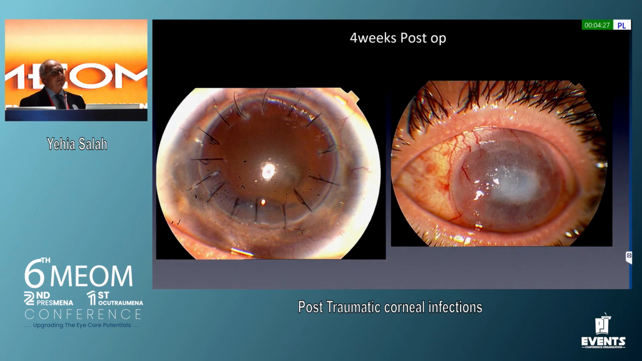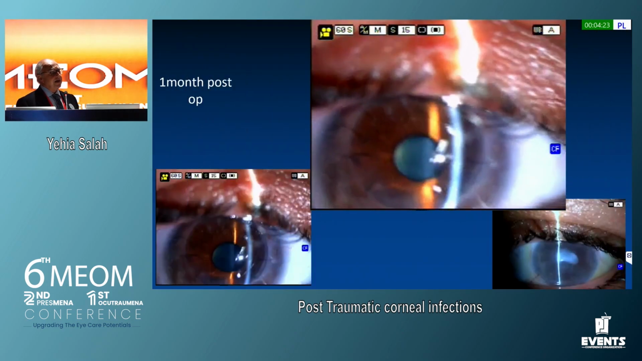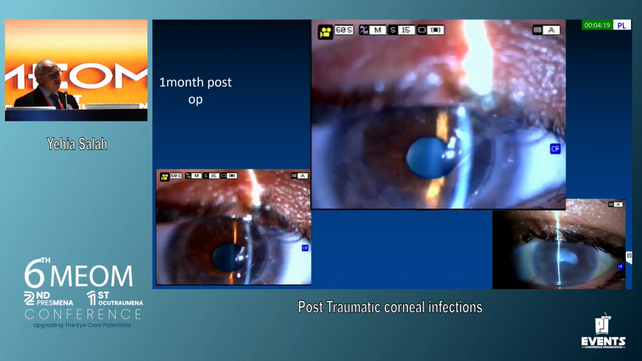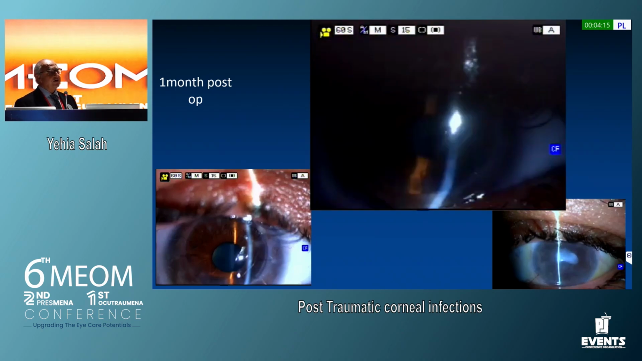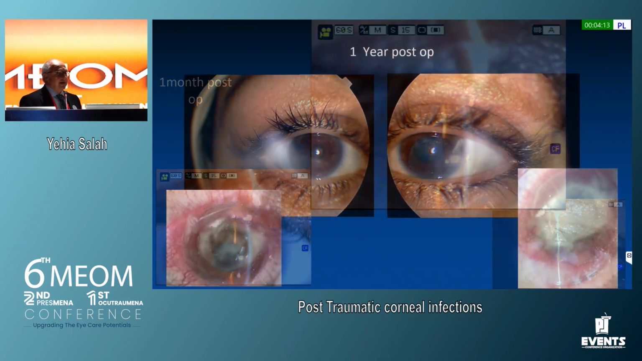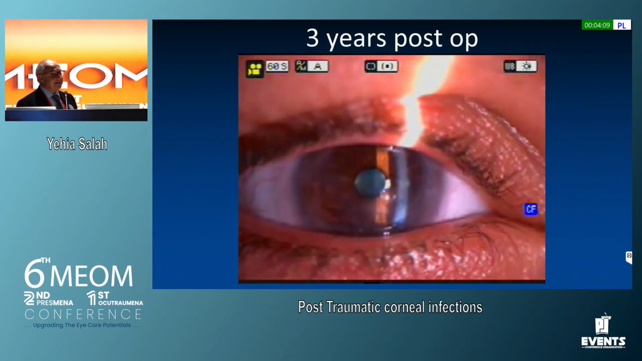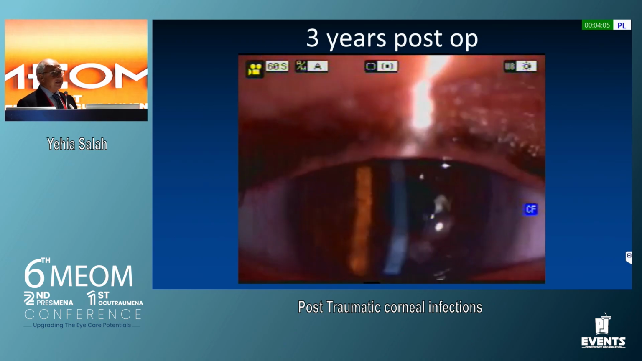So you can see after 4 weeks post-operative, the remnants of the amniotic membrane. After 1 month, you can see the graft is clear, the eye is quiet, anterior chamber well formed, and the other eye, there is still remnants of the amniotic membrane. As you can see, 1 year post-operative, much improvement. The patient can see 3 years post-operative, the graft after removal of the sutures is still clear.